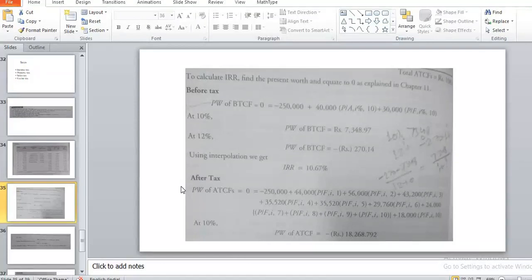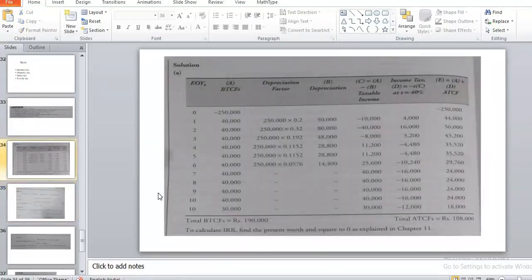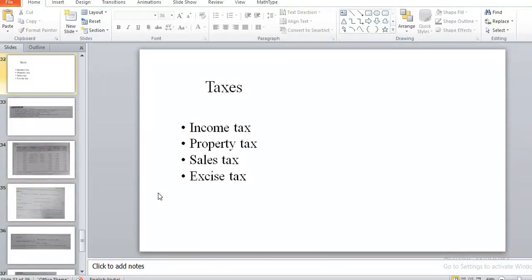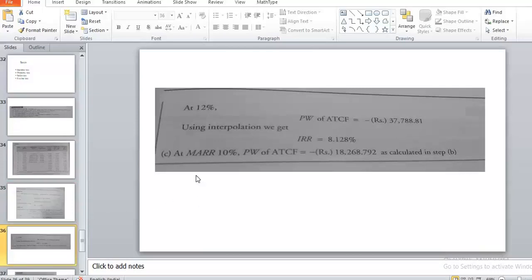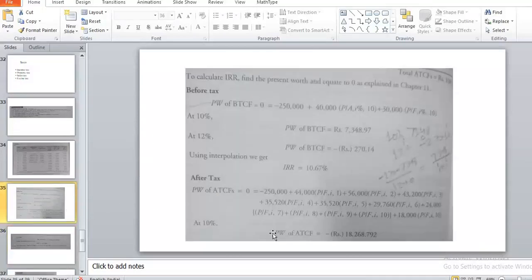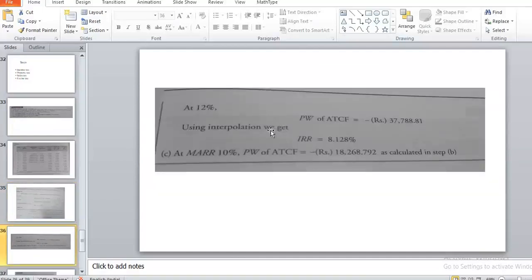These examples are based on present worth formulas. These come under the taxes consideration. At 10% we find the present worth is this much, and for 12% the present worth is this much. By interpolation again we get the income rate of return as 8.128%.